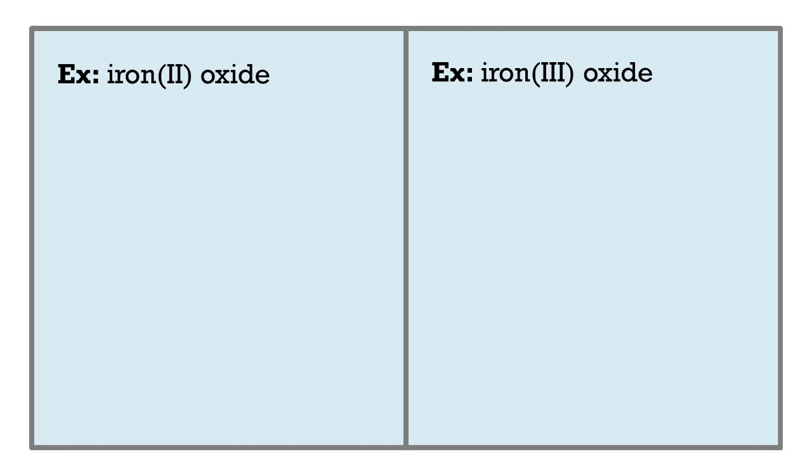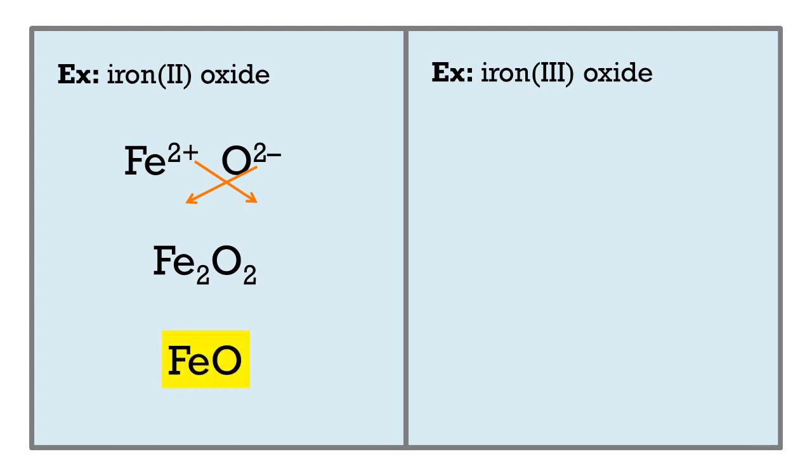For iron 2 oxide, the formula of iron 2 is obviously Fe2+, while the formula of oxide is O2-. By using the crisscross method, the formula will become Fe2O2. Ang ratio ng subscripts ay 2:2. We should reduce this to the smallest whole number ratio. This will become 1:1. So the final chemical formula is FeO.